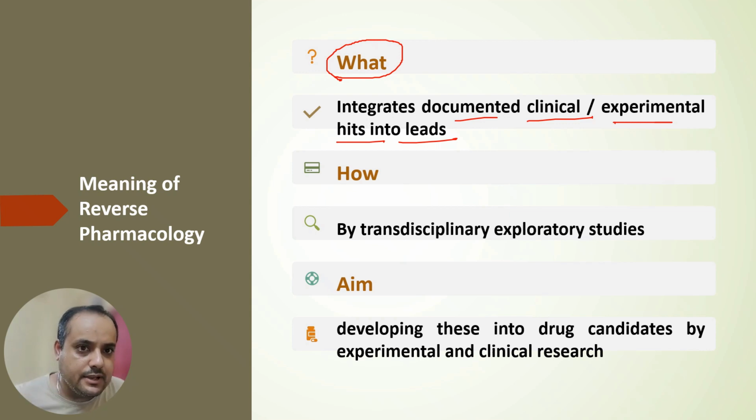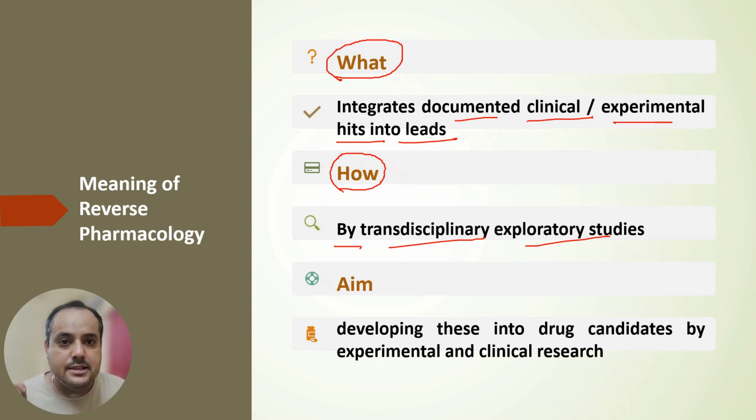Now the second part of the definition tells us how reverse pharmacology is going to integrate the hits into leads, right? How are they going to convert the hits into leads? It is going to do so by transdisciplinary exploratory studies. Transdisciplinary means that a single discipline is not enough. So we are going to integrate various disciplines of pharmacology, right?